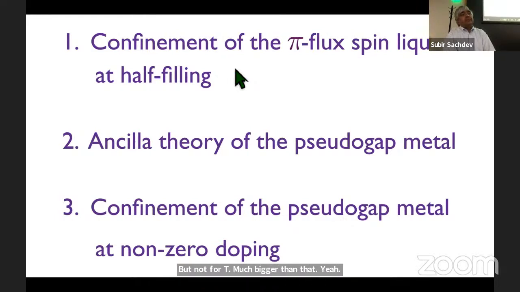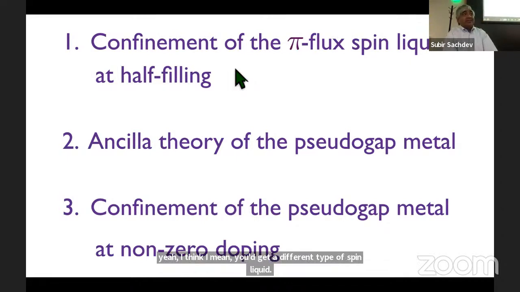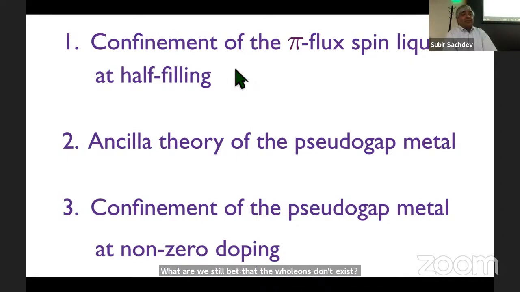I think you'd get a different type of spin liquid, but I would still bet that the holons don't exist. It's always electrons. The charge objects always seem to carry spin. Spinons would exist, but not the holons.